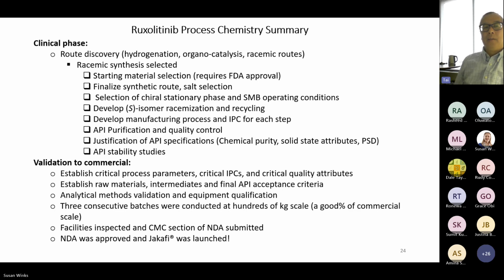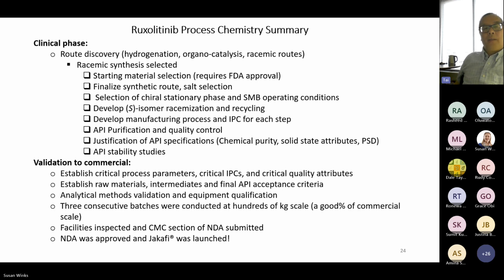So when the racemic route was selected, we have to qualify starting material, finalize the route, salt selection, chromatographic conditions, stationary phase. And we also develop a racemization of the unwanted isomer and the recycling of that unwanted isomer to increase the yield and the throughput for the chiral separation. So, all the manufacturing process has control tests for each step.